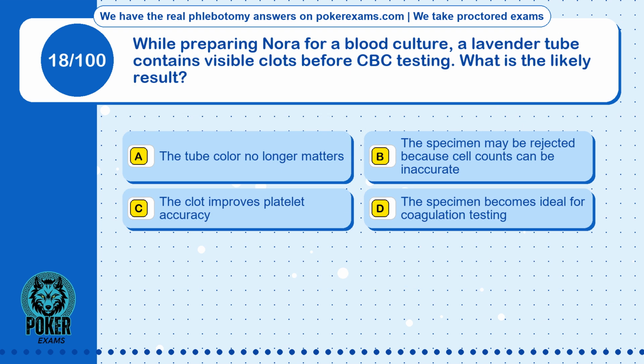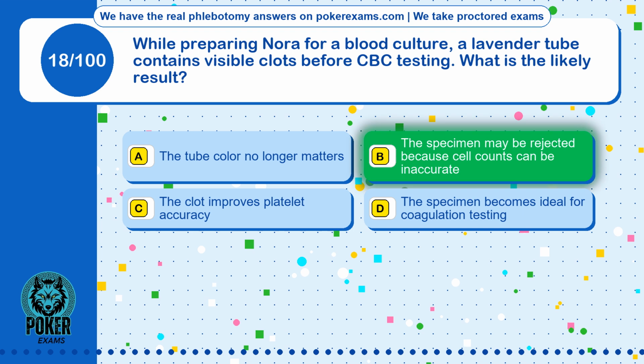Question 18. While preparing Nora for a blood culture, a lavender tube contains visible clots before CBC testing. What is the likely result? Option A. The tube color no longer matters. Option B. The specimen may be rejected because cell counts can be inaccurate. Option C. The clot improves platelet accuracy. Option D. The specimen becomes ideal for coagulation testing.